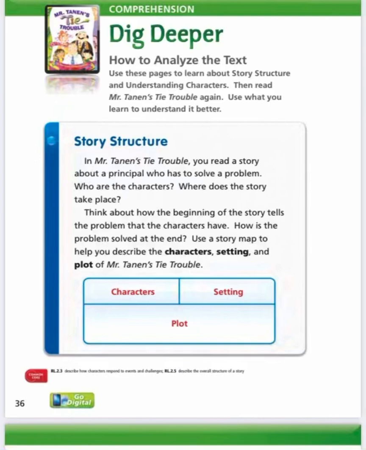Story structure. In Mr. Tennant's Tie Trouble, you read a story about a principal who has to solve a problem. Who are the characters? Where does the story take place? Think about how the beginning of the story tells the problem that the characters have. How is the problem solved at the end? Use a story map to help you describe the characters, setting, and plot of Mr. Tennant's Tie Trouble. Characters, setting, plot.